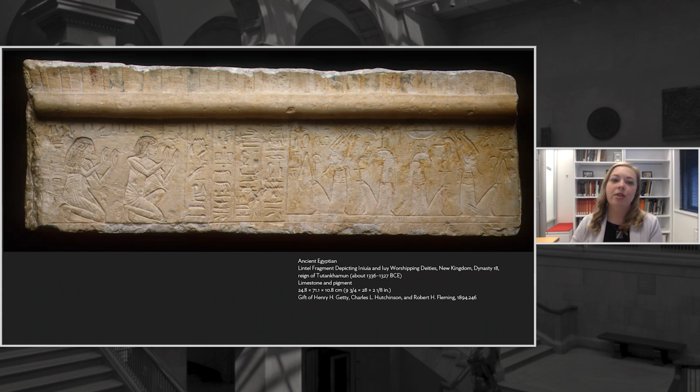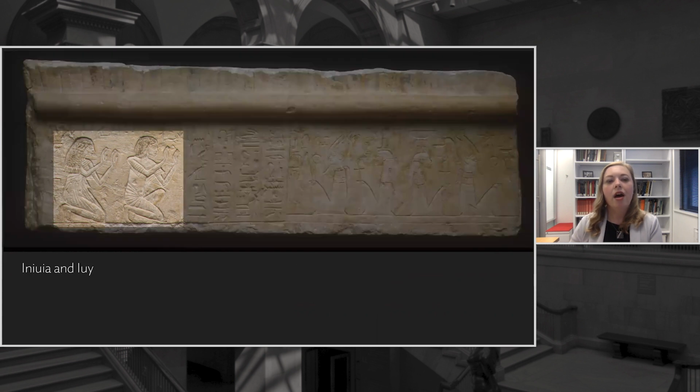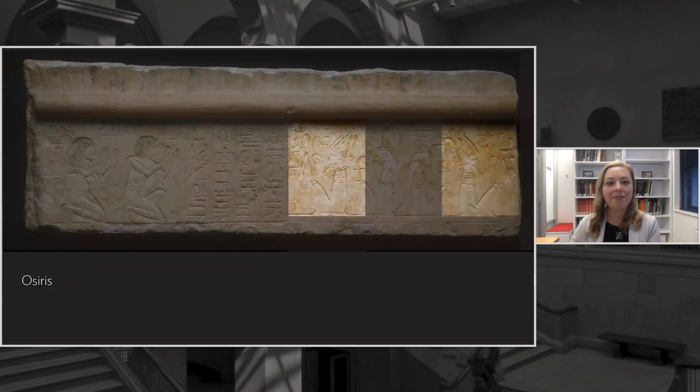The lintel would have crowned a doorway in their tomb chapel, which would have been accessible to visitors after their deaths. On one end of the lintel, Inuya and Yui are shown kneeling with their hands raised in front of their faces. This is an ancient Egyptian gesture of worship or praise, and you will see it a few times more in this lecture, as well as on several objects throughout the gallery. Their worship is directed towards a group of funerary gods.